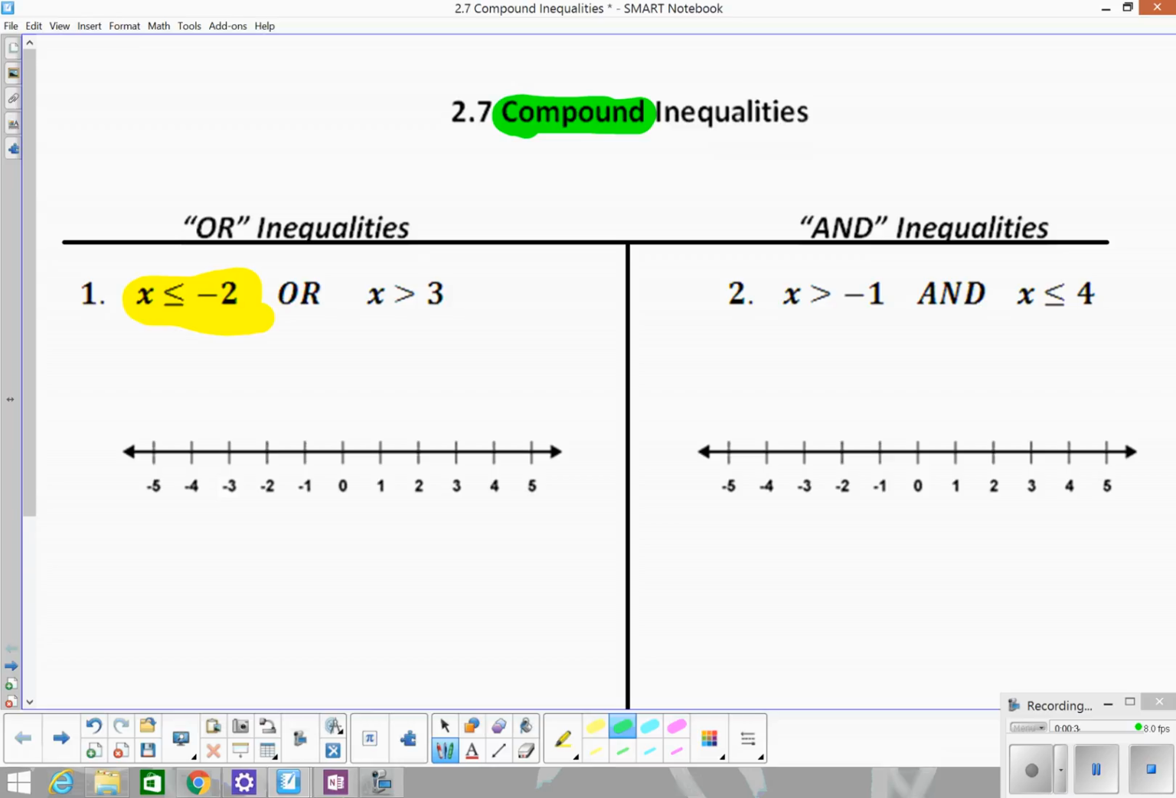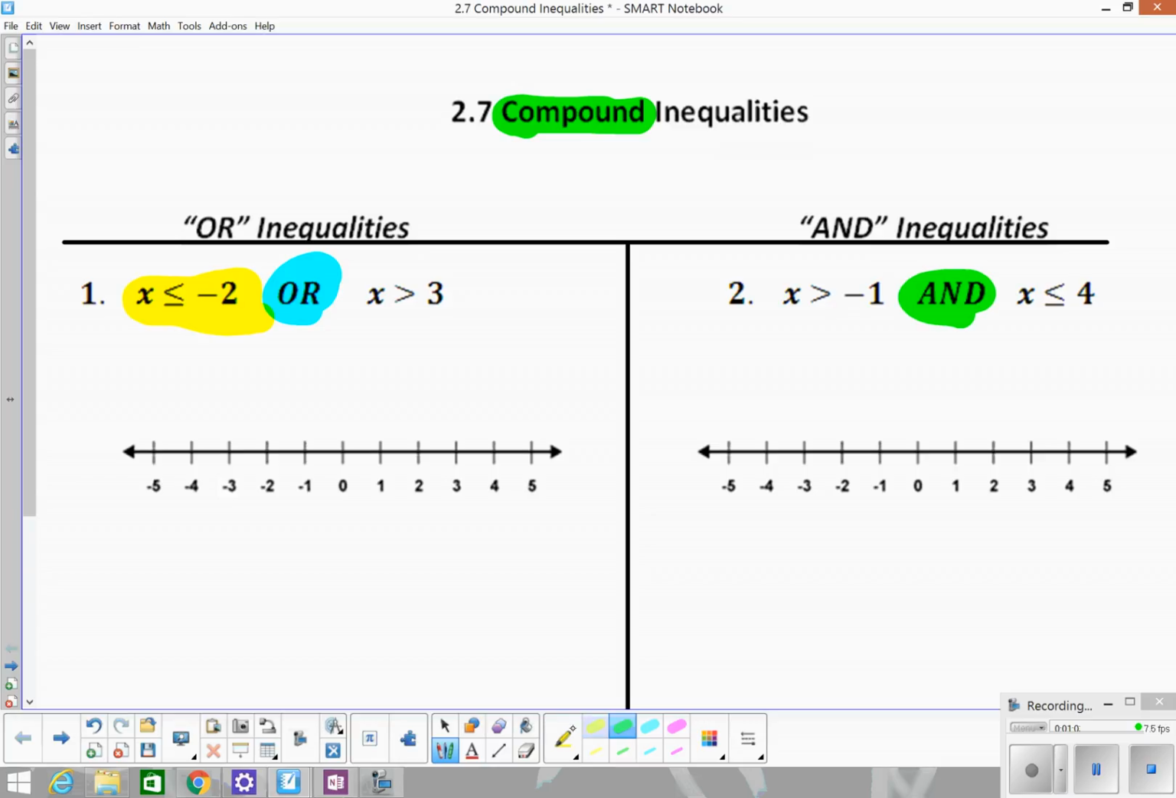So now we're not going to just graph one inequality on our number line. We're going to graph, in this case, two inequalities on a particular number line. There are two different types of compound inequalities: there's an or inequality, and then there's an and inequality. Let's look at my left type, which is an or inequality.